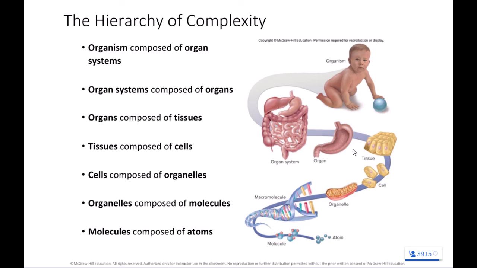If you take multiple of whatever is at a certain level and combine them together, you get the next highest level of organization. So multiple atoms combined together give you molecules. Multiple molecules combined together will give you organelles. Multiple organelles can give you a cell. And we need to pause at the cell. I want you to circle the cell.